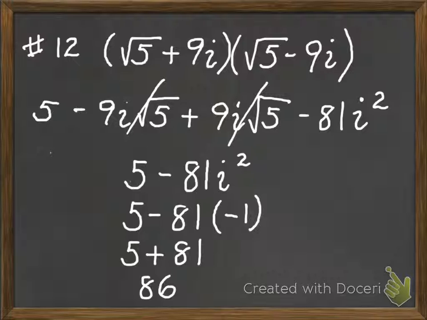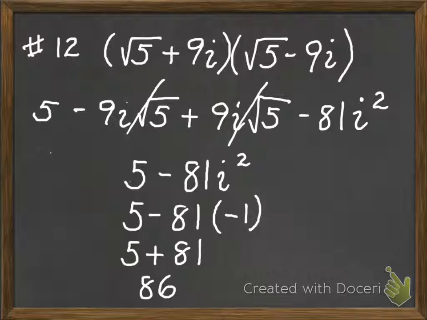Using FOIL, where we go first times first, outer times outer, inner times inner, and then last times last, or the first term times the first term, the first term times the second term, the second term times the first term, and the second term times the second term. So going in that order, square root of 5 times the square root of 5, that's just squaring a square root again. That gives us 5. It cancels the square root.